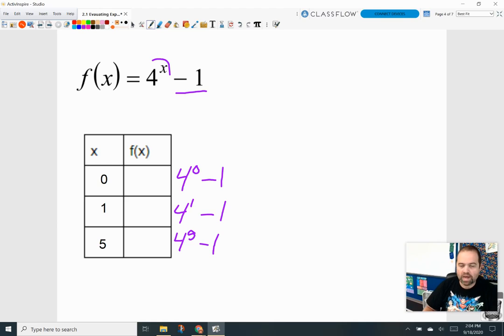So 4 to the 0 power, like I just said, that defaults to 1. So 1 minus 1, this is 0. 4 to the first power, that's just 4. Minus 1, that guy goes up to 3. Now 4 to the fifth power, I have no earthly idea what that is. So 4 to the fifth power, 1024. So this is 1024. When I subtract 1 from that, that is 1023.